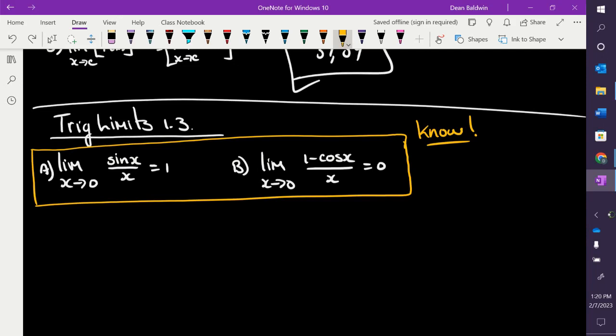Two special trig limits that you need to remember. I will not give them to you; you need to remember these two. The second one, B, I'm going to prove within this. The first one, A, I'm not going to prove today.